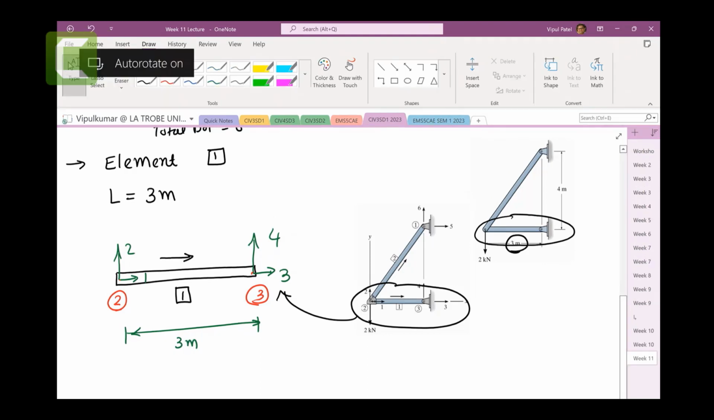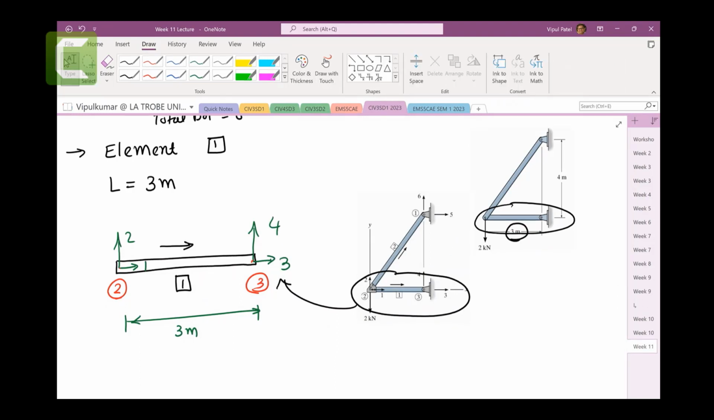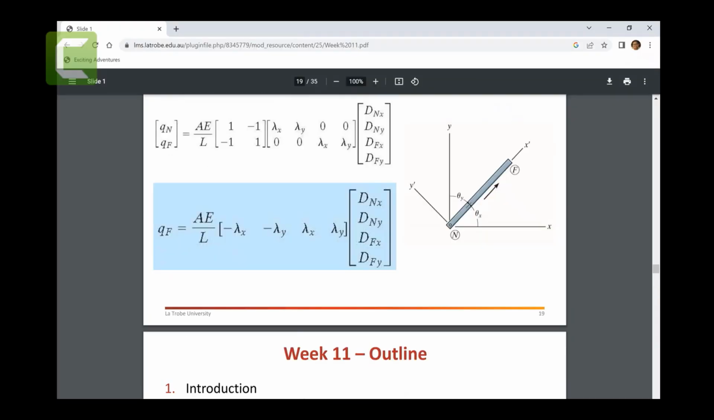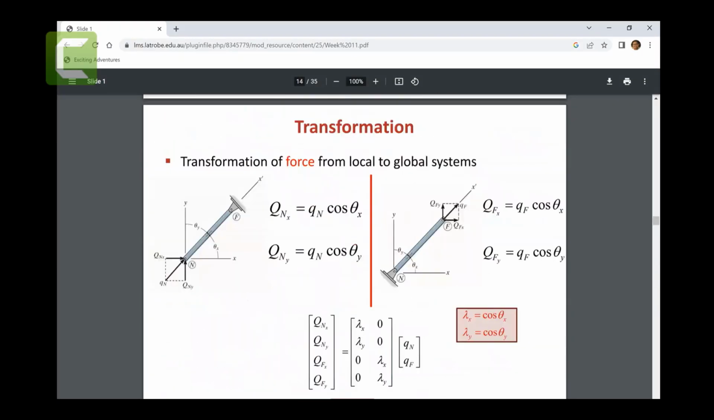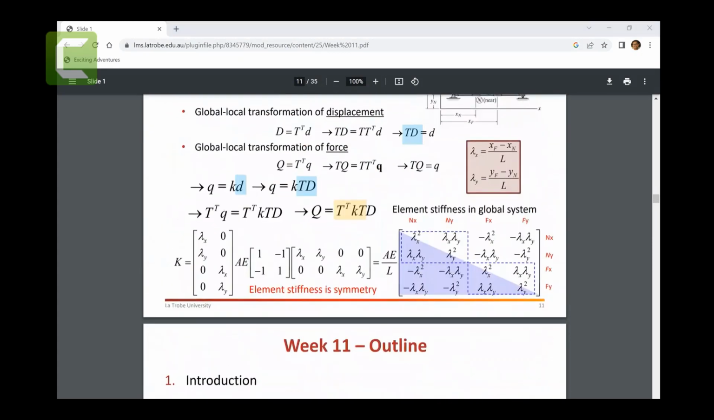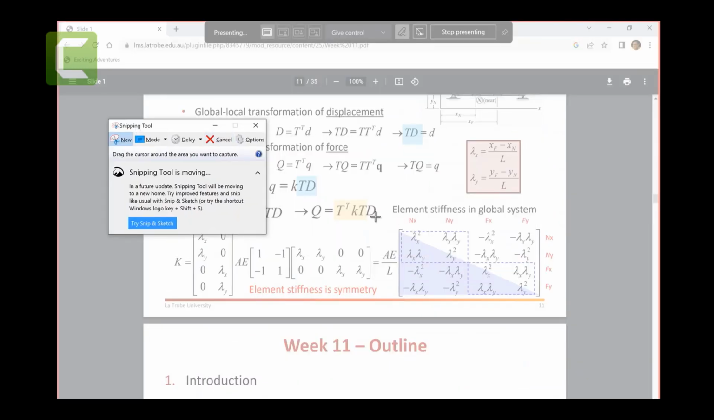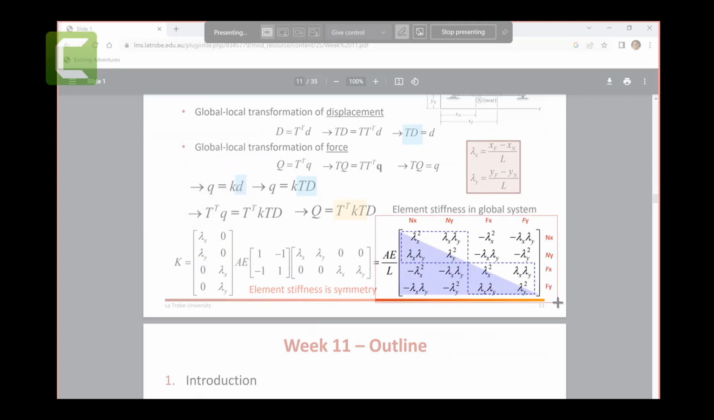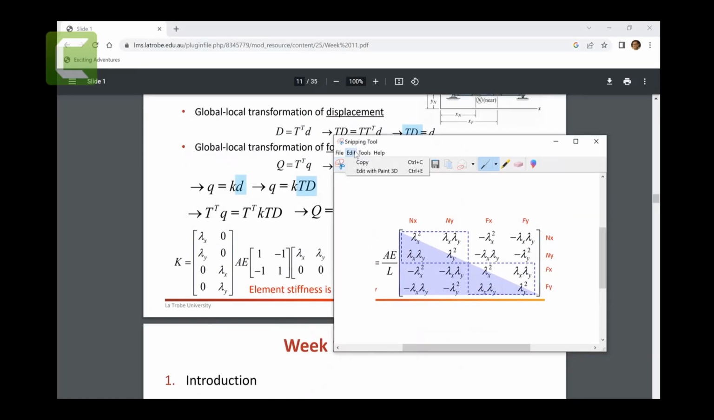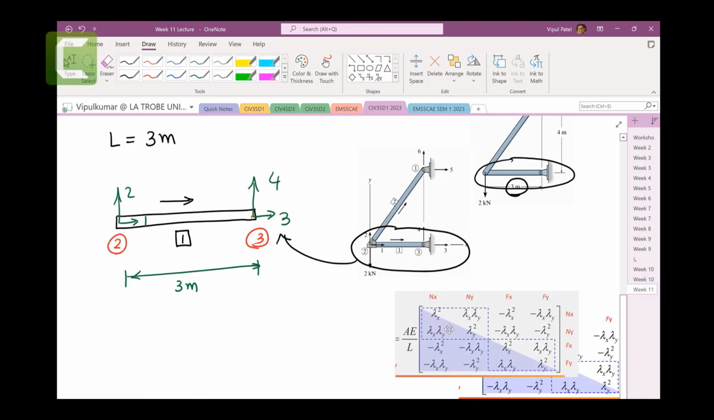Okay. Once you are done with these, then we are going to get that stiffness matrix. We're going to get this very nice and beautiful stiffness matrix that we have developed in the theory. Here you go. So that's your stiffness matrix. Copy. And there you go, stiffness matrix here. All right, now here.